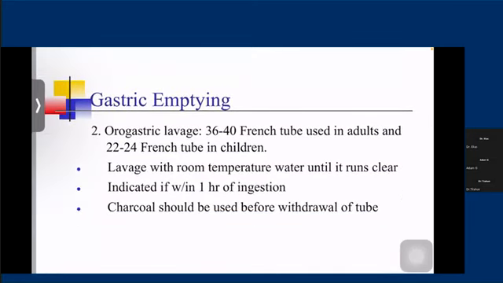And gastric emptying by lavage is done by inserting an NG tube and then flushing with normal saline. When we insert, we have to use a larger size tube, reaching up to 40 French, and in children it can reach up to 24. So we have to use the largest one. We lavage with room temperature water until the content becomes clear. Usually this is indicated within 1 hour of ingestion, and we can also use the NG tube to administer charcoal. So we should not remove the NG tube because it has additional benefit.